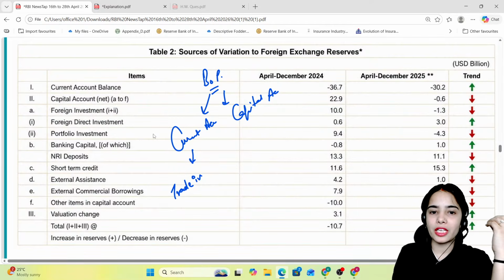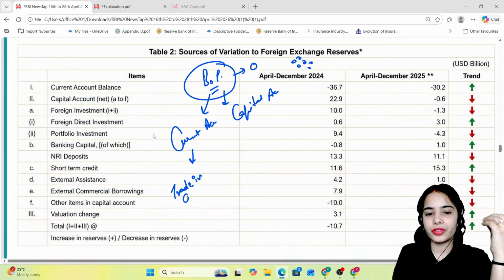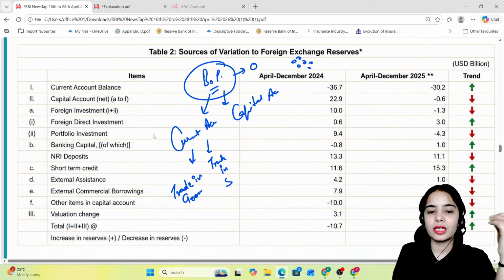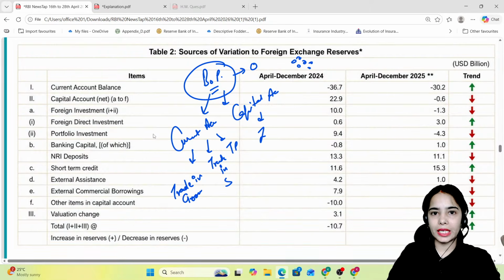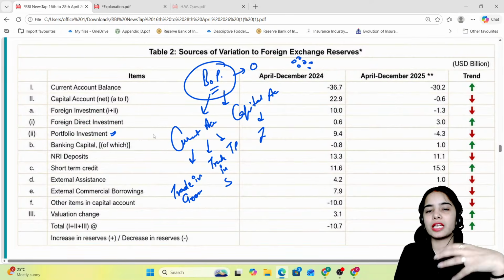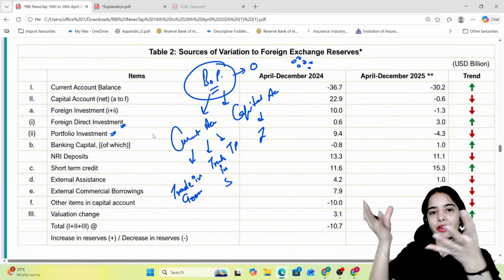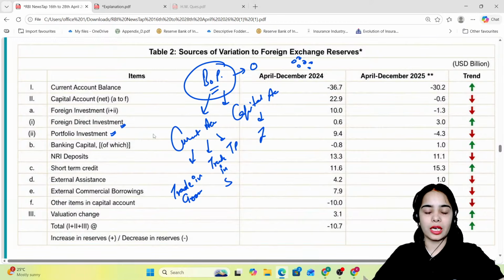So the balance of payment records all the transactions that India is doing with the other countries. In the current account, we have the trade in goods, trade in services and transfer payments. In the capital account, the investment that we are getting or the investment that we are doing in other countries, like the portfolio investment, the investment in shares, bonds, in the financial market, and the foreign direct investment.